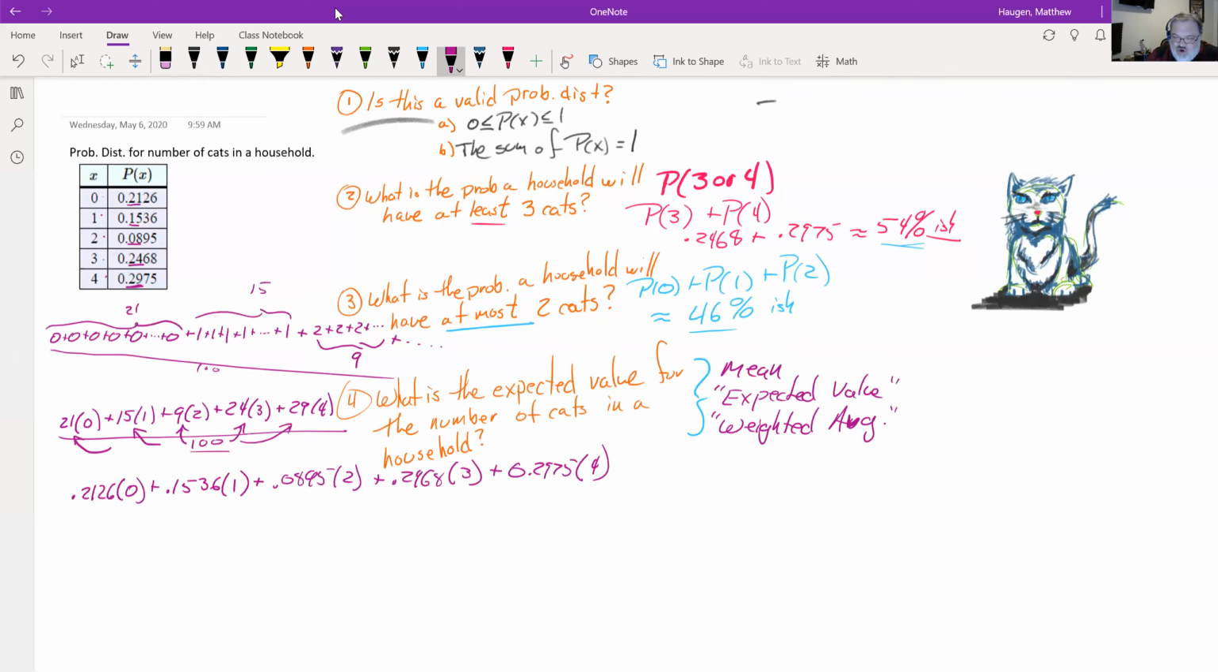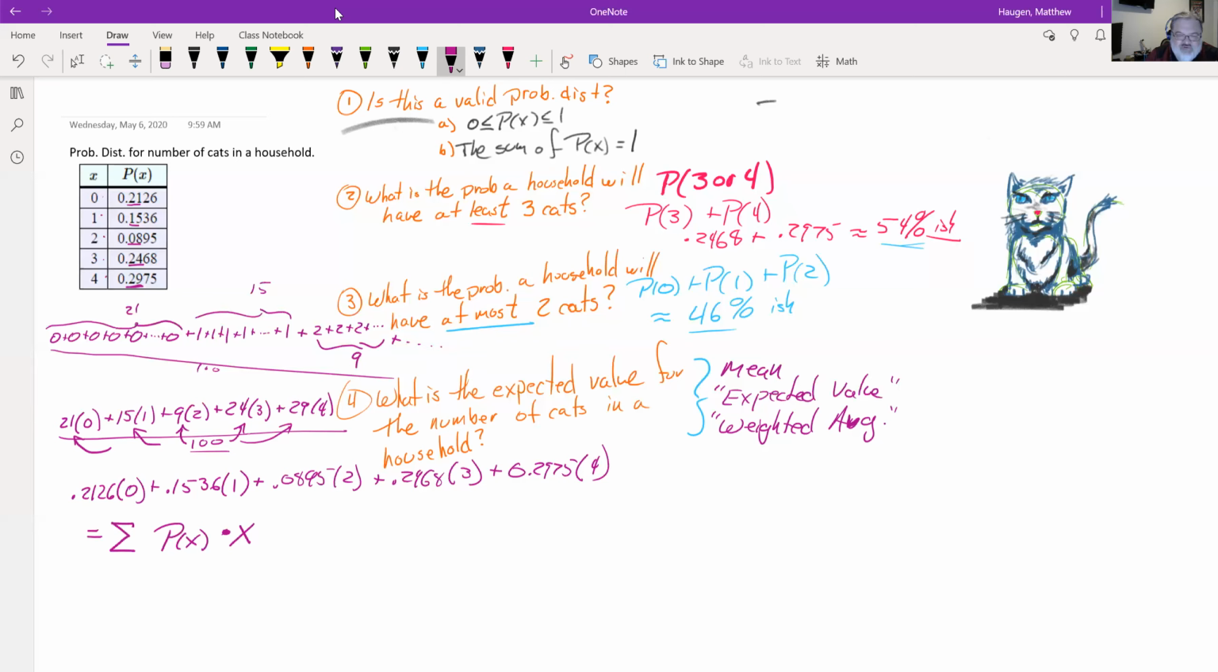So instead of using our normal formula for mean, add them up, divide by how many we have, essentially the probabilities have already done that. They've already looked at how many we had out of the whole. So that job has already been done. All we have to do is take the individual probabilities and multiply them by the value in question and add those up. You might remember the sigma for adding.